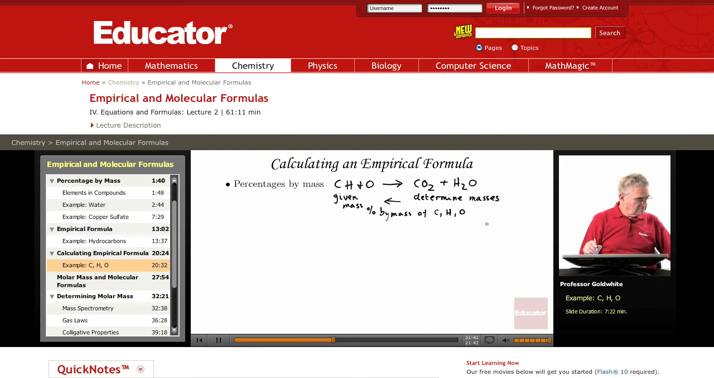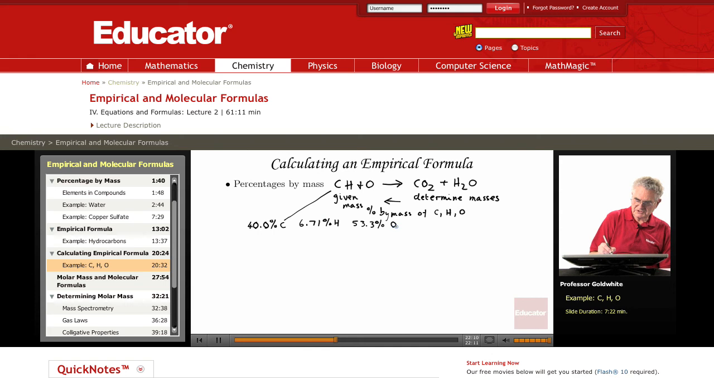Now let's suppose we've undertaken that operation and we have found a compound of this kind which contains 40.0% carbon, 6.71% hydrogen, and 53.3% oxygen. If we sum those, they add up to 100%.